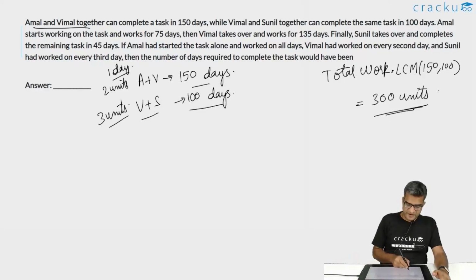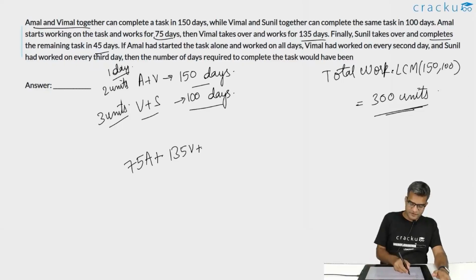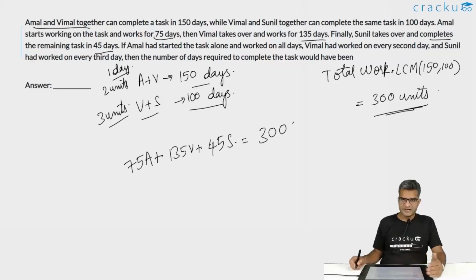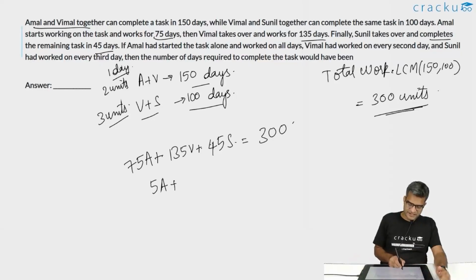We are told that if Amal works for 75 days, he does 75A units of work. Vimal works for 135 days, he does 135V units of work. And if Sunil works for 45 days, he does 45S units of work. The total work done is 300 units. We can divide this entire equation by 15. So we are going to get 5A plus 9V plus 3S is equal to 20.